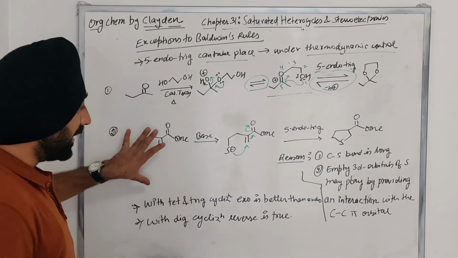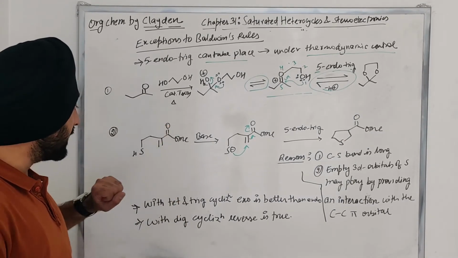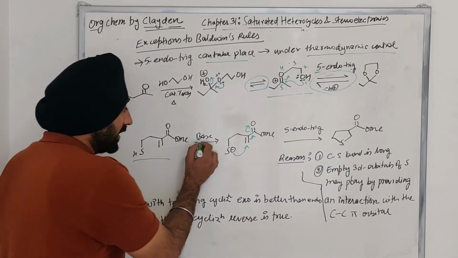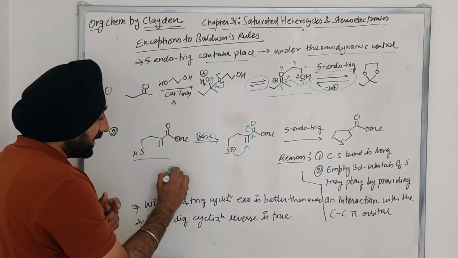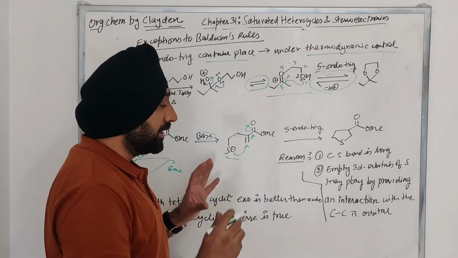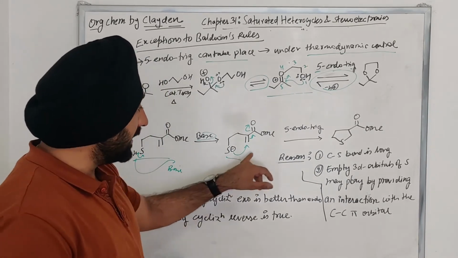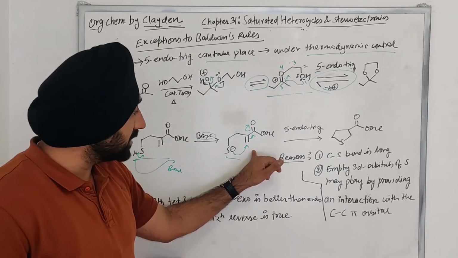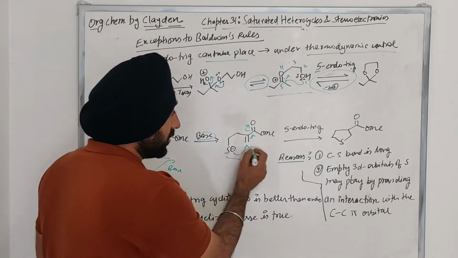And now let us talk about a case that came in this year's NET exam, where you have a thiol and you treat it with base. What will the base do when you treat it? It is going to abstract this proton to form the thiolate anion. This thiolate then attacks this conjugated ester in a conjugate manner. Okay, so conjugate addition took place.